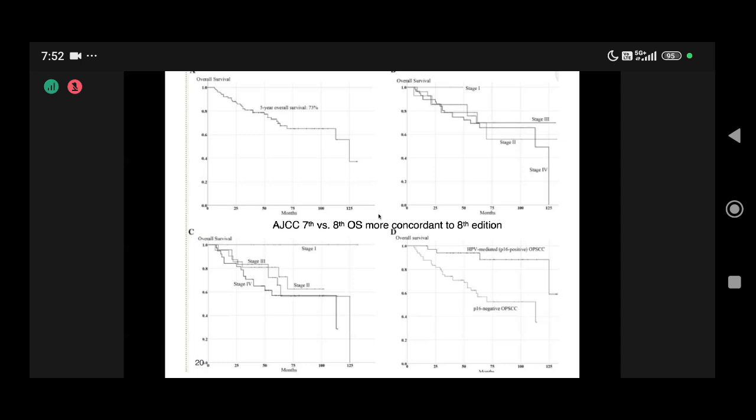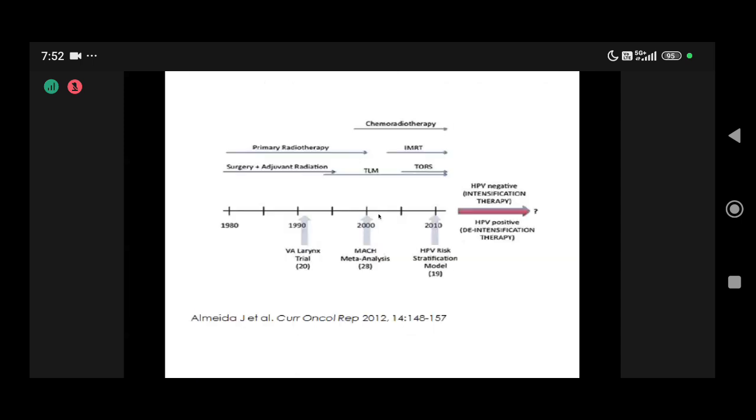It doesn't have a role in treatment planning right now, but subsequently with more data being generated, it will have implications for treatment as well. But presently, you can prognosticate your patients very well if you have the P16 IHC information with you. Now, why all this? Side by side, while this P16 epidemic was going on, there has been a transition in treatment of the oropharyngeal cancers as well.